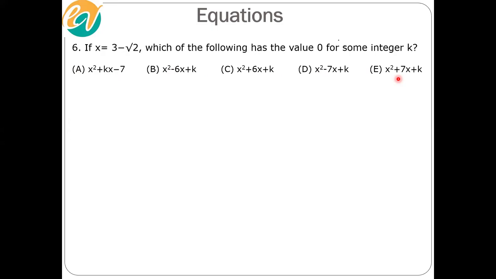Let's understand the question first. If x is equal to 3 minus root 2, which of the following has the value of 0 for some integer k? For an integer k, which of the following can have a value of 0? That's basically what the question is talking about. Again, definitely tricky level questions from a GMAT perspective.